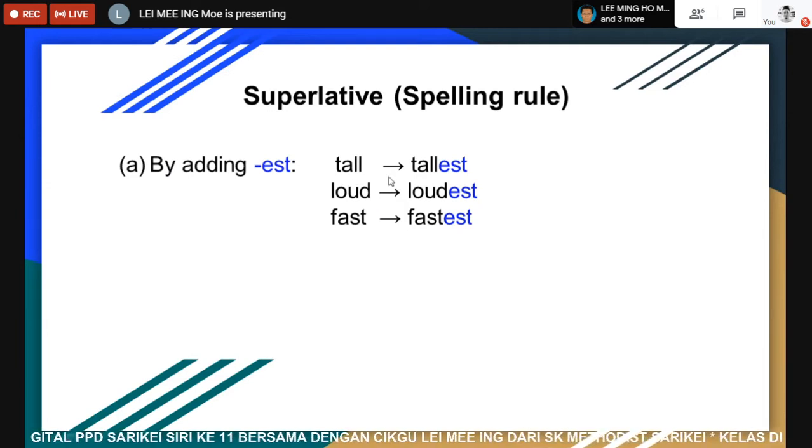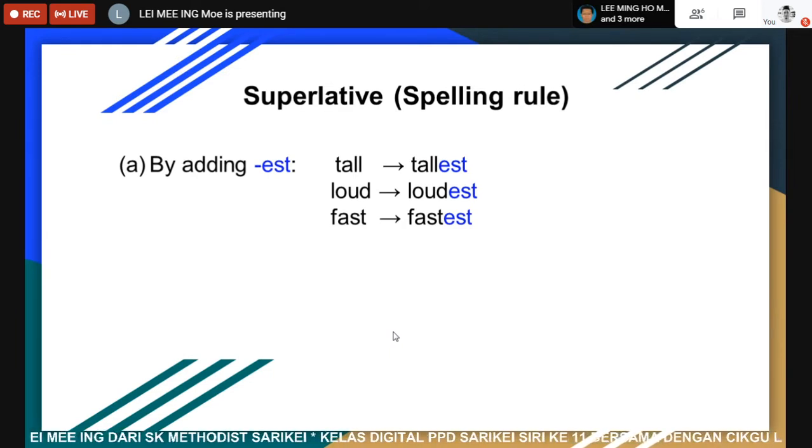So tall becomes tallest, loud, loudest, fast, fastest, plus est, the most common adjective superlative, alright?